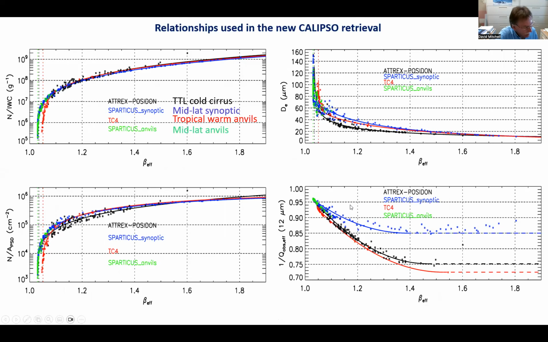And then this is what the retrieval relationships look like. N over ice water content is on the upper left side. That's kind of ubiquitous for all the campaigns here. It's like a universal relationship almost, except when you get to the lower values of this beta parameter, then it separates out a little bit for the tropics. And the mid-latitudes seem to be a little different. Anyway, we have mid-latitudes for SPARTICUS and also synoptic cirrus in SPARTICUS in blue, and ATTREX and POSIDON in black.